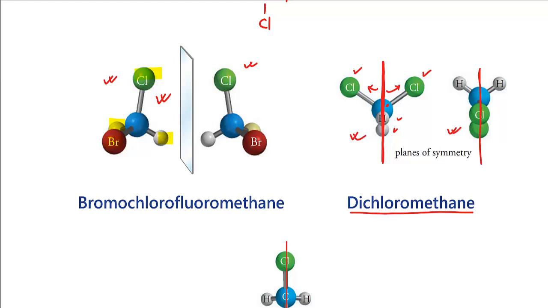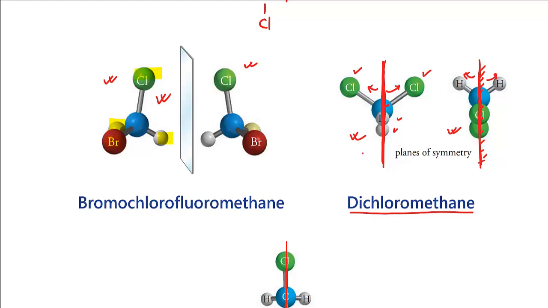In one case, I am passing my plane through the 2 hydrogen atoms. In the other case, I am passing my plane through the 2 chlorine groups. So in this case, one hydrogen is on this side, another hydrogen on this side. So this is a plane of symmetry, or I can say one half is the mirror image of the other half. So again, this molecule is not a chiral molecule, because there is a plane of symmetry, or in other words, the left half is the mirror image of the right half.